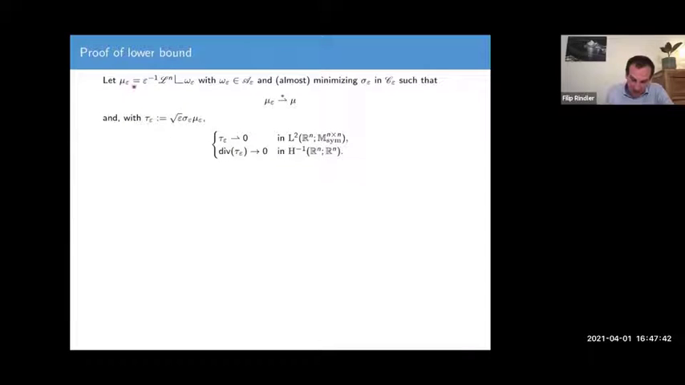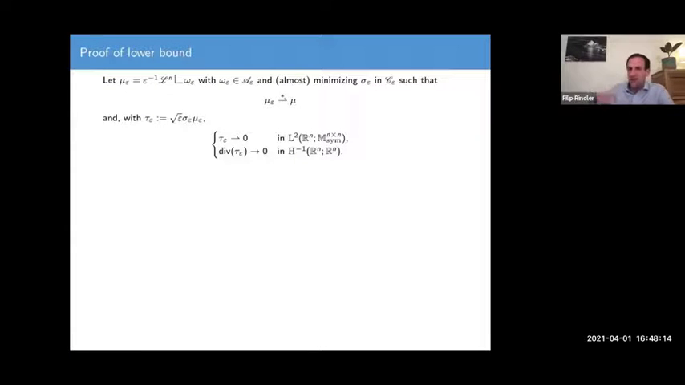Okay, so now let's take our sequence of measures with these shapes, and let's say it converges to mu epsilon. Mu epsilon converges weakly star to mu, and then you can define a tau epsilon. That's just defined as square root of epsilon, sigma epsilon, mu epsilon, and you can show that this converges weakly to 0 in L2, but now it's L2 with Lebesgue measure, and the divergence converges to 0 strongly in H-1.